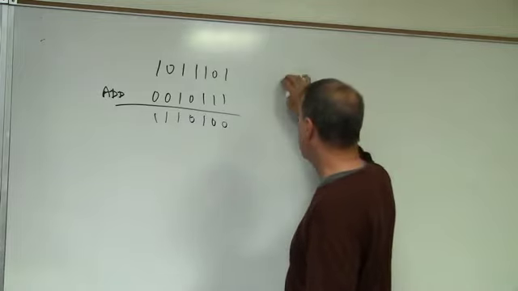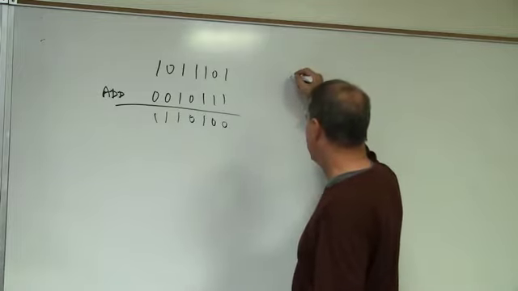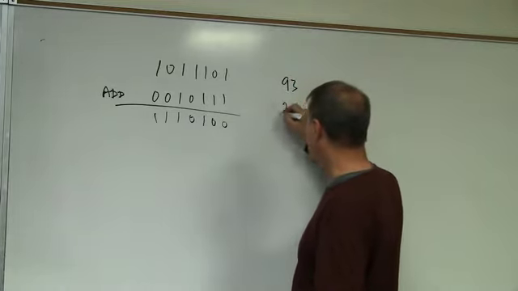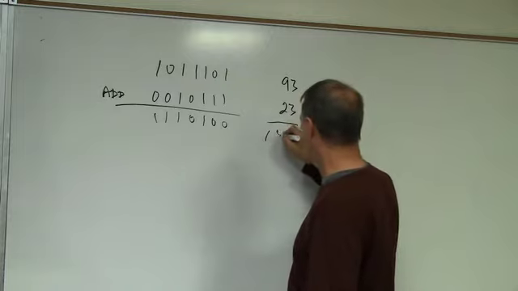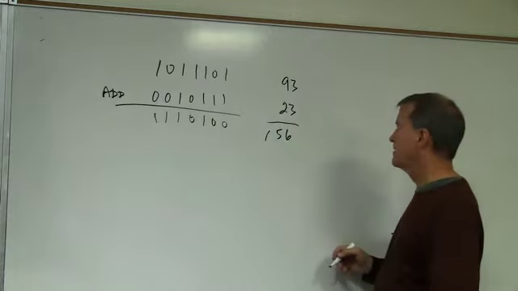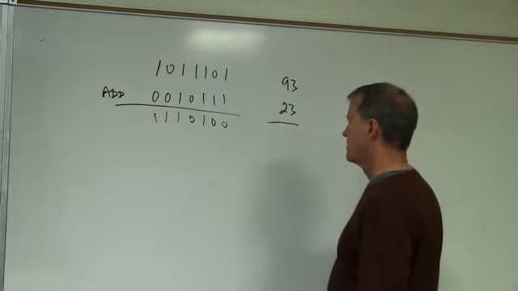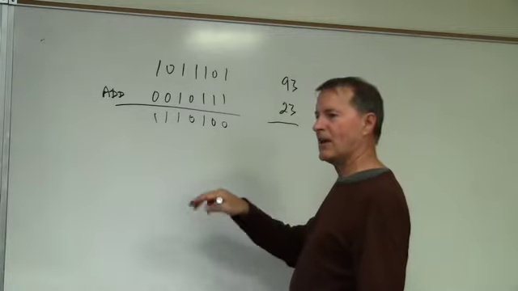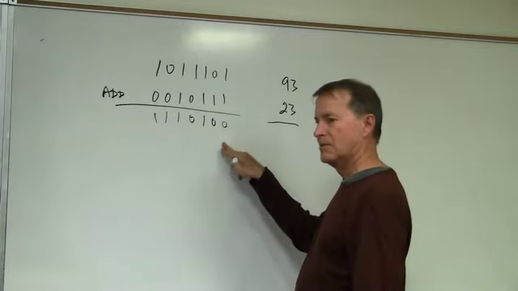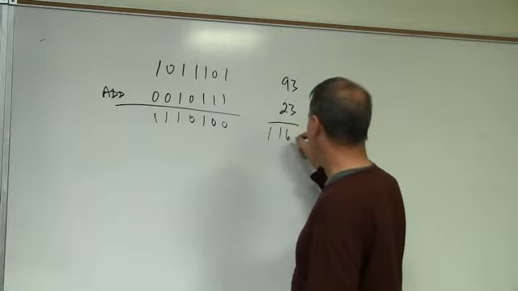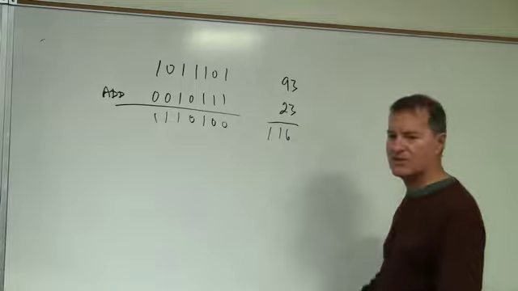Okay, first one. 29 plus 64 is 93. Next one, 23. 156? Is that right? Wait, no, something's off. I got it wrong. Maybe 116. Okay, better. Let's find out. It's 116. Okay, now is that right? Yeah, 6, 9, yeah, okay, so that works.